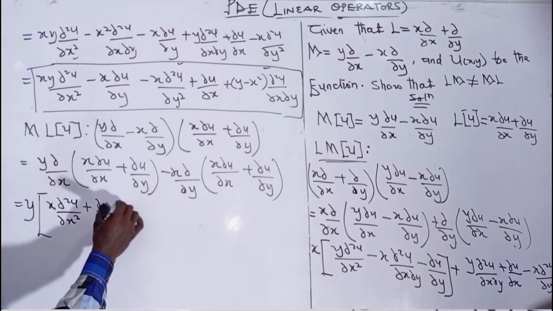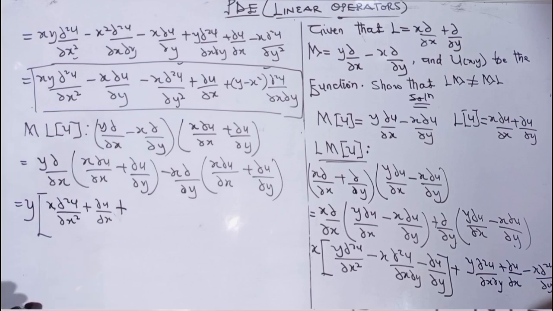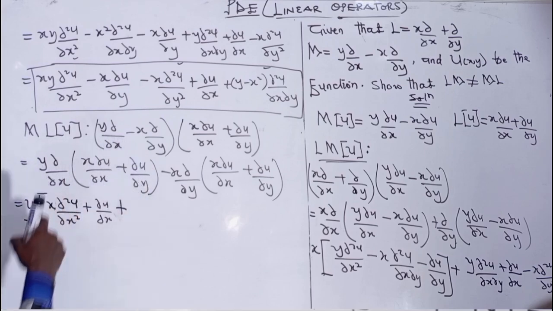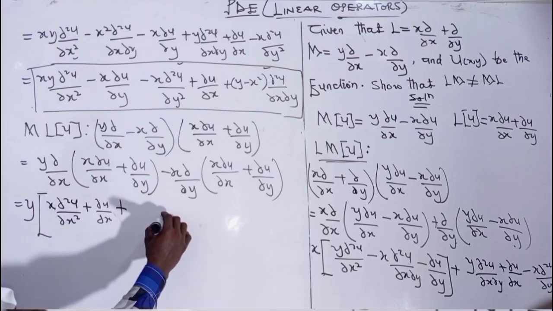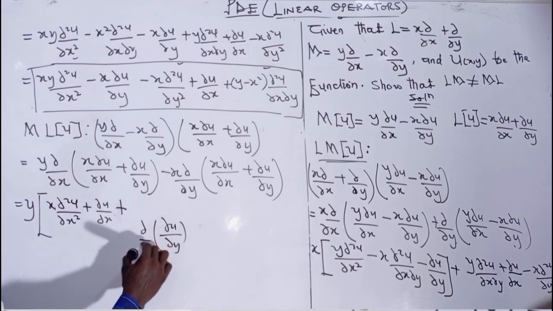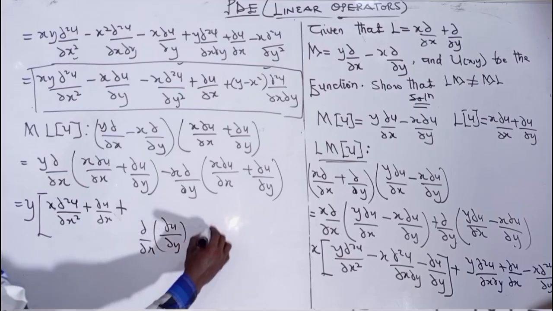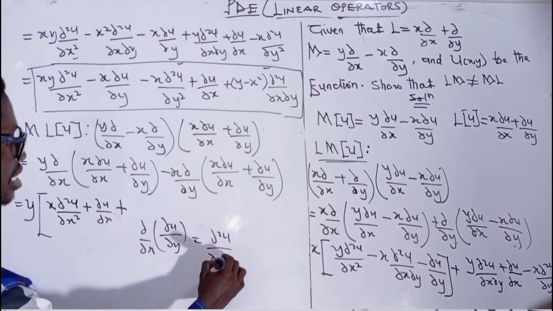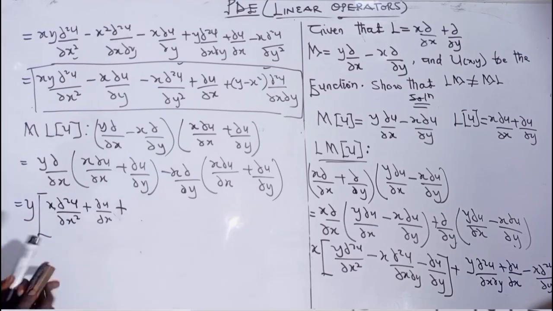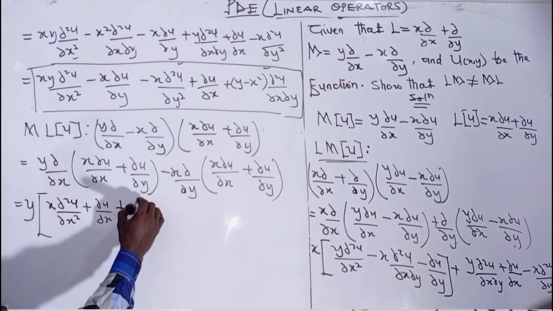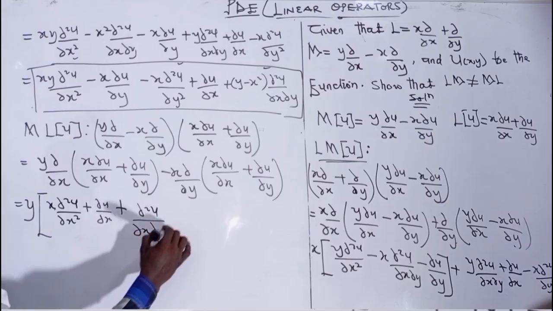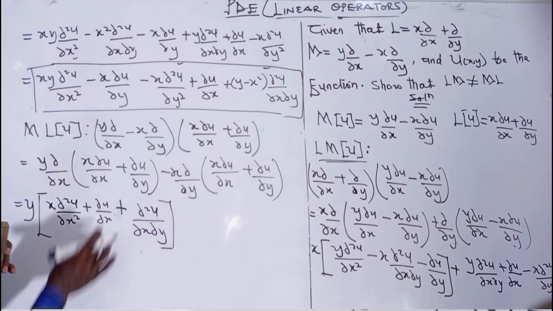Then we move on to this function. We are differentiating ∂u/∂y with respect to what? x. And this is going to give us what? ∂²u/∂x∂y. Good. So we are going to have ∂²u/∂x∂y. So we are done with the first bracket.